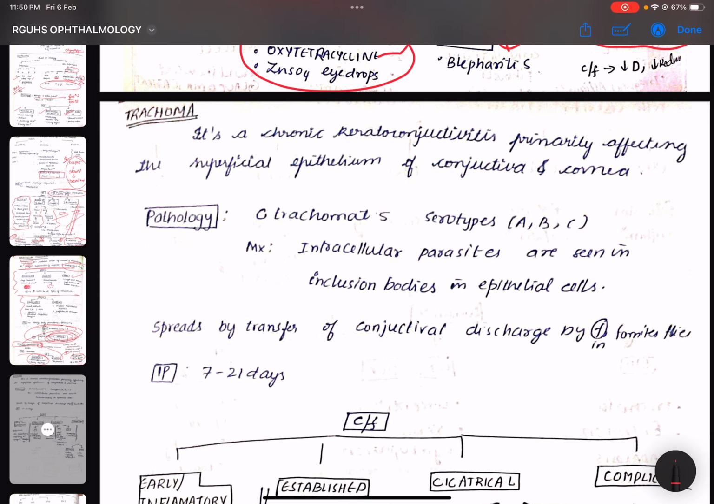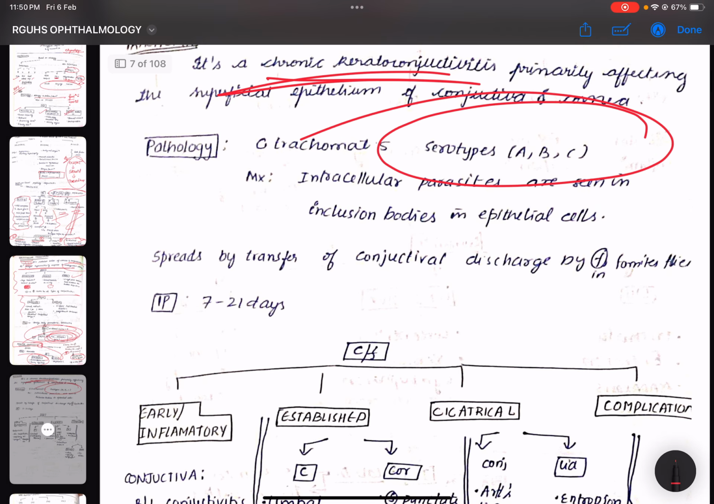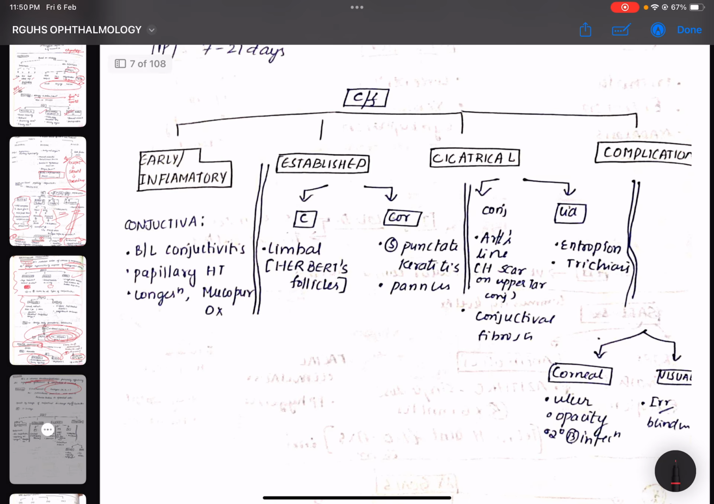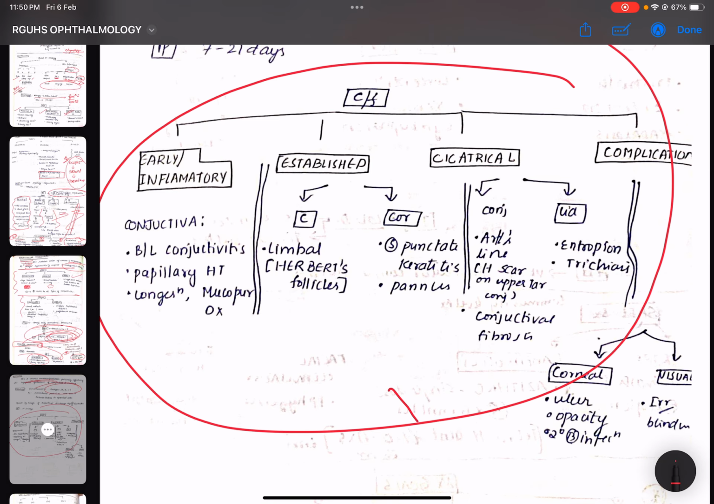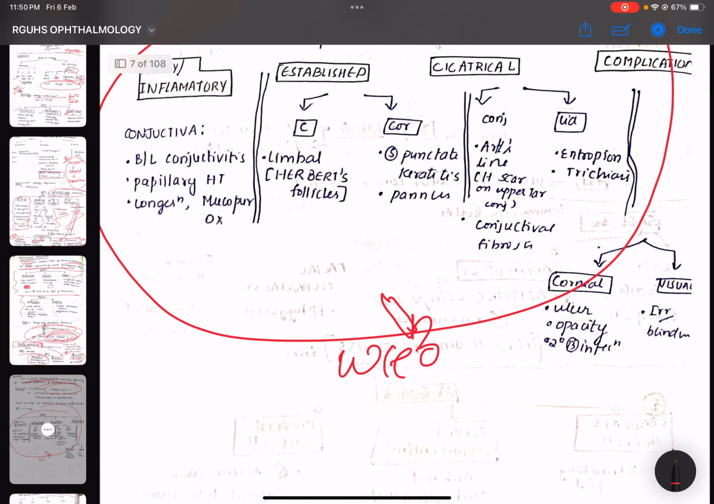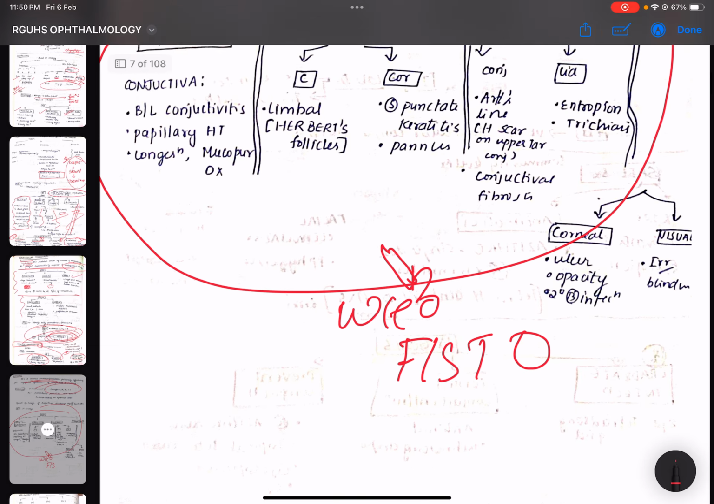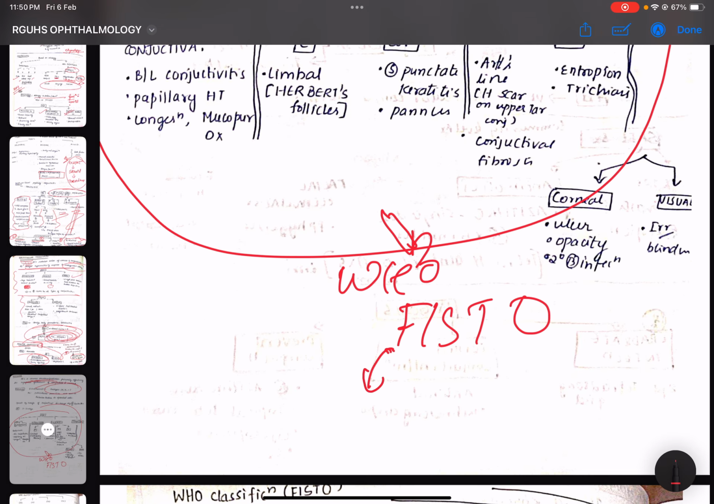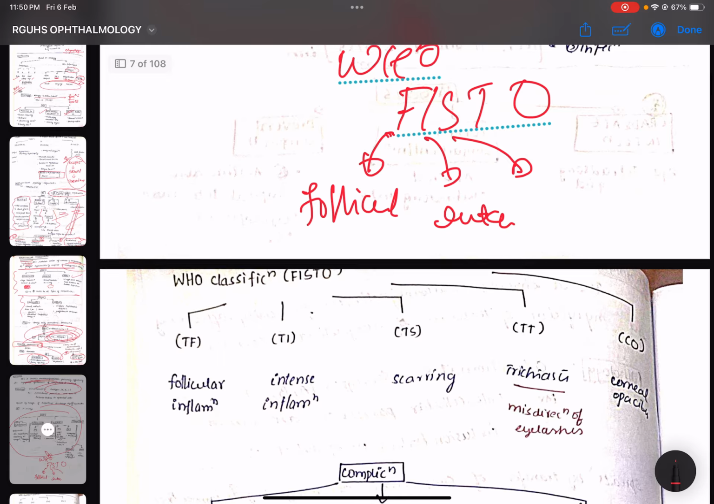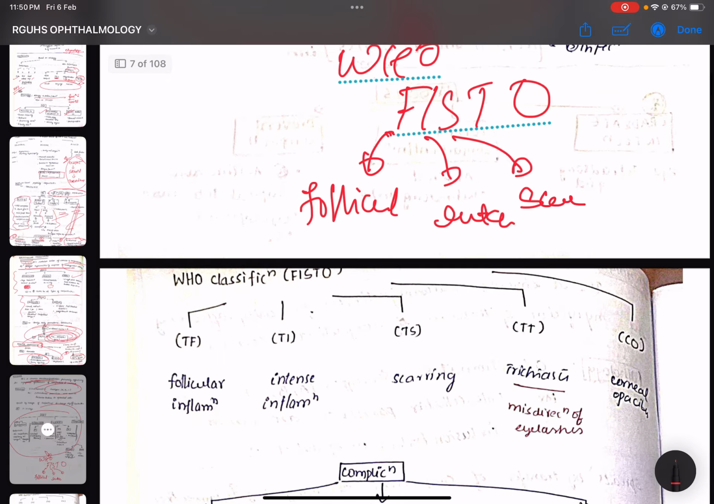Okay, so what is it? It's a chronic keratoconjunctivitis, something you have to remember. Again, serotypes can come as per MCQ. These are the clinical features. If you want, you can present like this, but I would prefer the WHO FISTO classification. What does FISTO have to say here? What is first? Follicular inflammation. This is intense inflammation. Again, this is for superficial scarring, trichiasis, then corneal opacity.